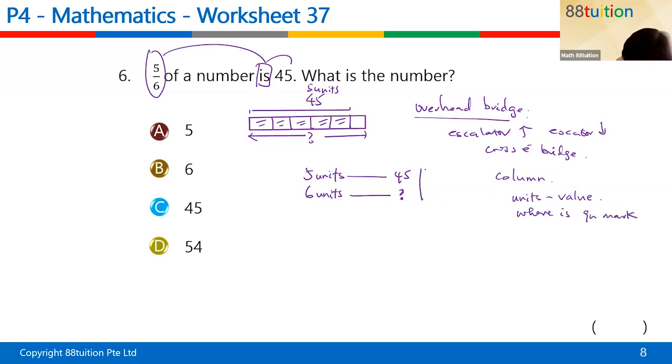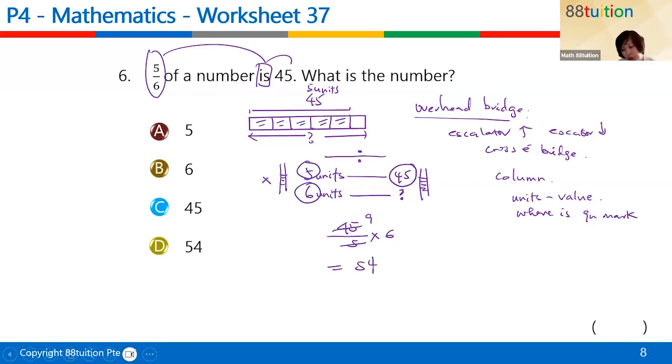So you start from here, right? Get up the escalator here. What do you see here? 45. Next thing, you cross the bridge. What must you do? Divide. What do you divide? 5. Get down your escalator. What do you see? 6. So times 6. For the start, some of them don't like it. But this is good for you to go on to P5, P6. So you get 54. What do I call this? Using the overhead bridge.